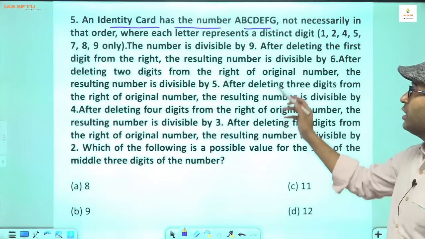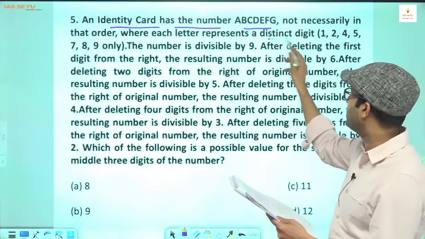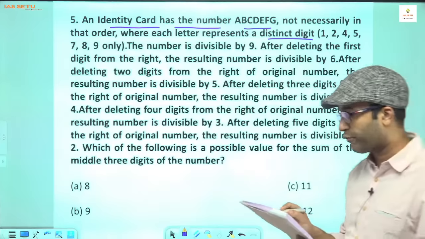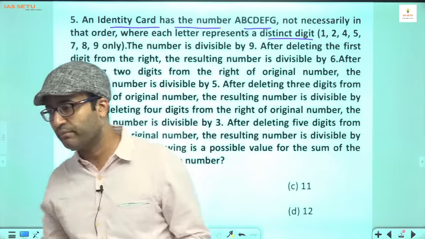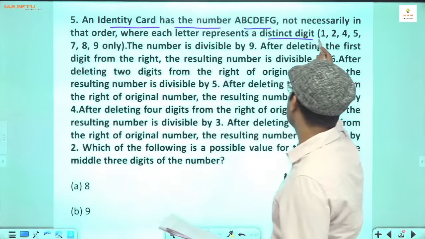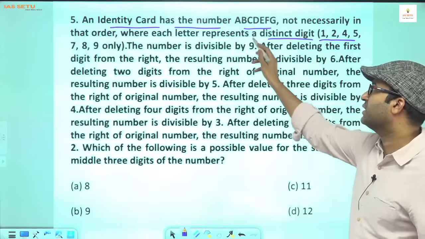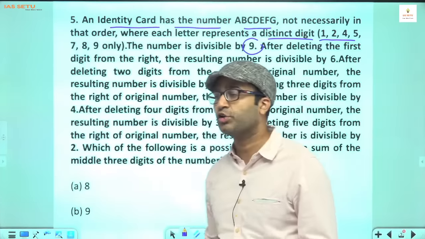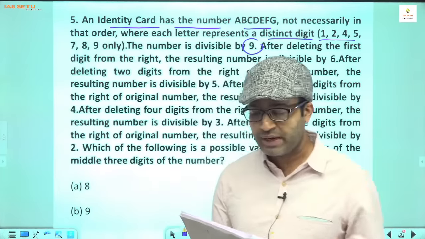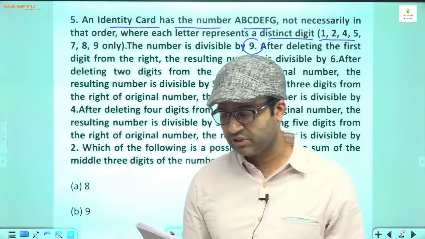not necessarily in that order, where each letter represents a distinct digit from 1, 2, 4, 5, 7, 8, 9 only. The complete number is divisible by 9. If you take the total of these digits, it is a multiple of 9, so it is based on the divisibility rule, but it is not that easy a question. All these digits are used, and the number is divisible by 9.